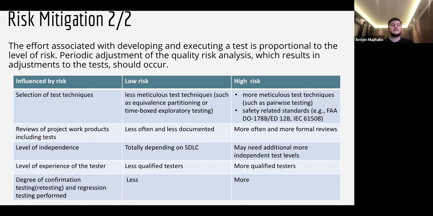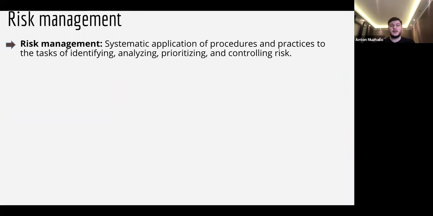We can also think about who will be testing what. Features with a low risk can be covered by less qualified testers, while high-risk features can be tested by more qualified testers. Also, we can think about the degree of confirmation testing, regression, etc. If it's low risk, it can be only high-level regression testing, only like checkboxes, running several tests, and that's it. If it's high risk, then it should be well-defined, partial regression testing to be performed here. So this is how it goes.